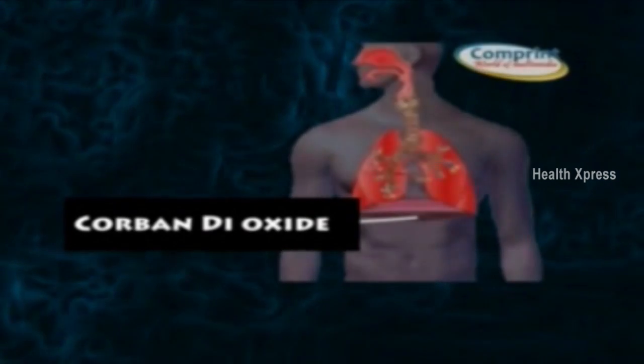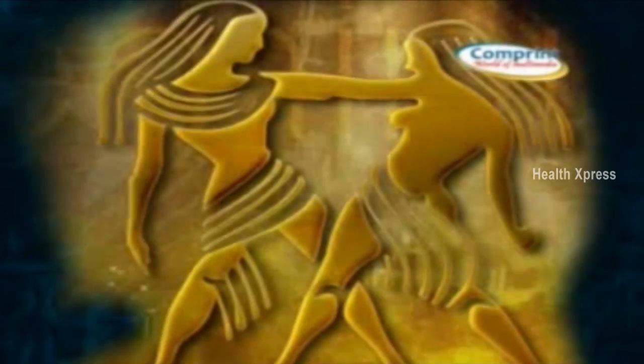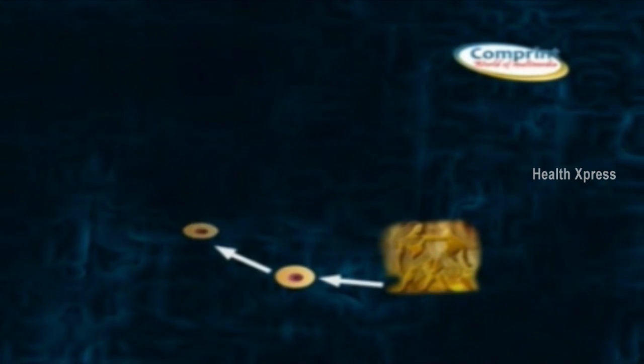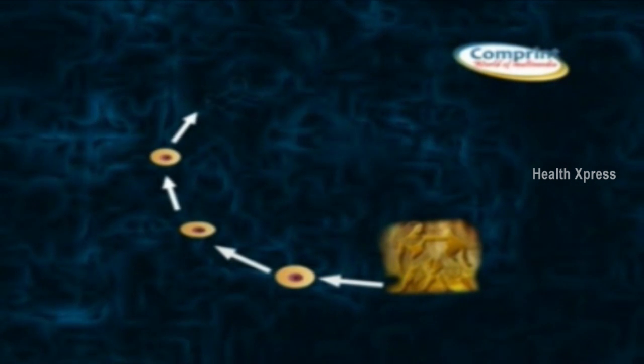Reproductive system. Reproduction is the main function which produces new generations of living beings. If the species is to continue, human beings should produce their offspring.